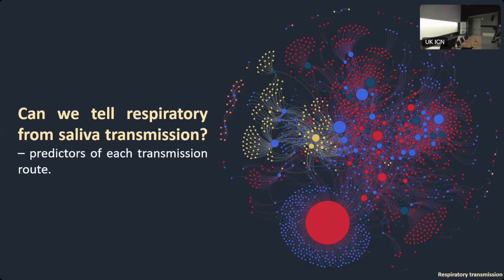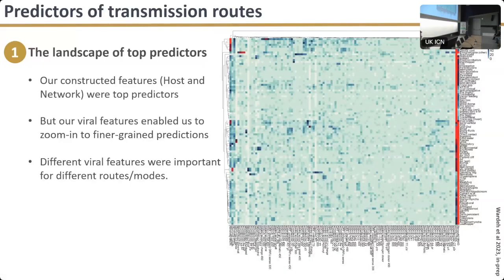So we put everything together, we did some prediction, and the first thing we wanted to know is, can we tell a respiratory from a saliva transmission, for instance? What are the predictors of each transmission route? If you look here at the green matrixy thing over there, what we found is that the features that we constructed from the network and the host side were very predictive of a transmission route for that association. However, the other features we engineered from the genome sequence enabled us to zoom in and generate more fine-grained predictions. I will get to this in a bit, but different viral features were also important for different routes and transmission modes.